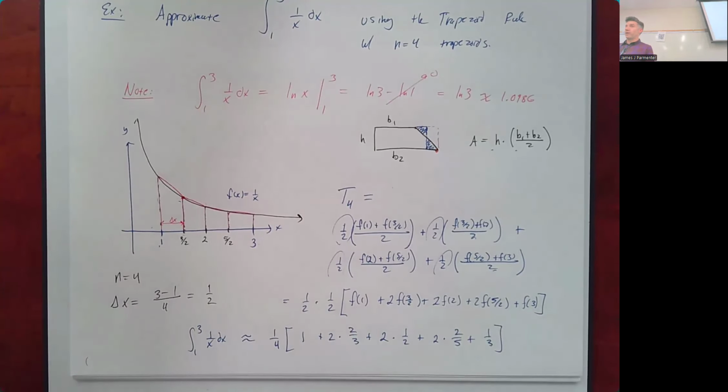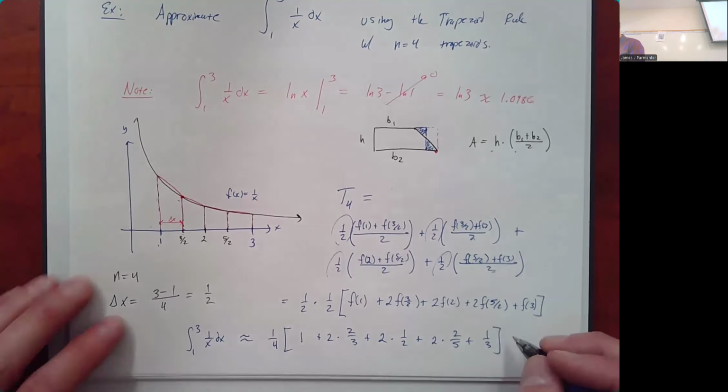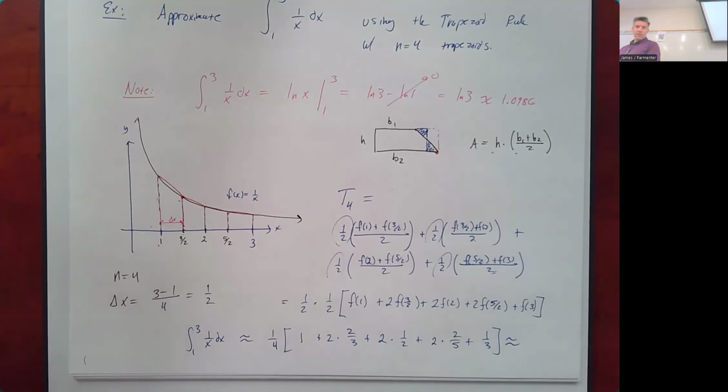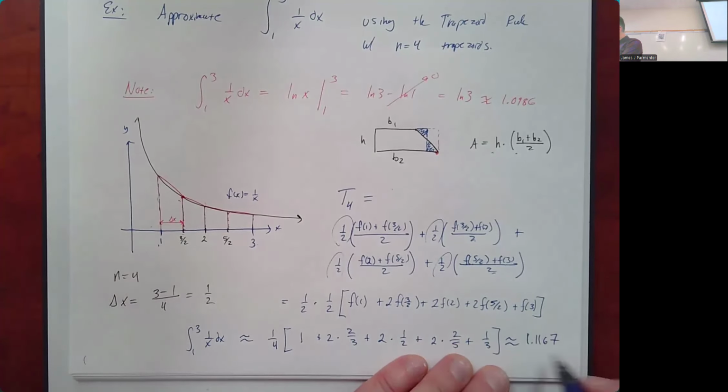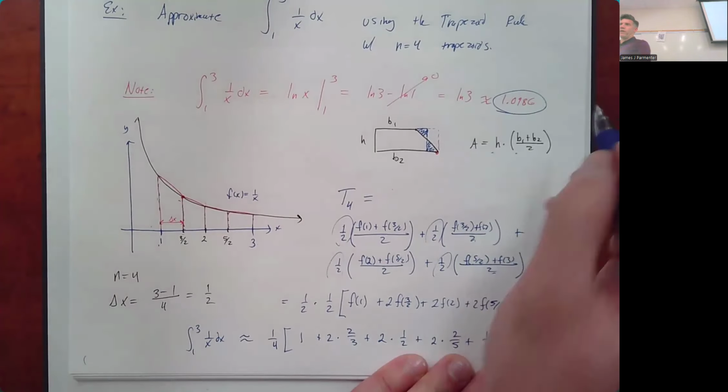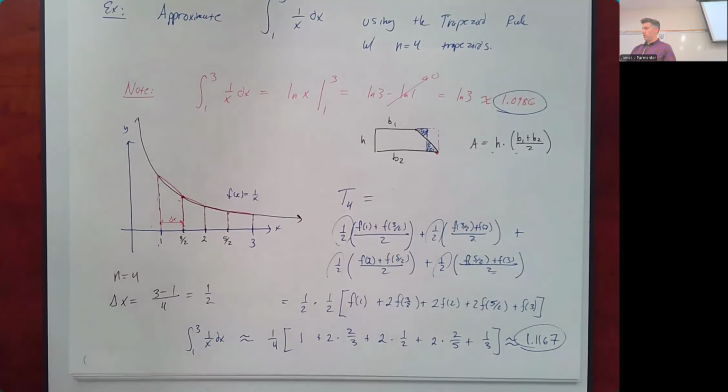I would use a calculator because I'm not actually in the calculator, which always feels like it defeats the purpose, right? If you're using a calculator to calculate this approximation, you might as well just use the calculator to approximate the thing in the first place. But I digress. Using a calculator, we would get approximately 1.1167, which is not too far from our actual value of approximately 1.089986.